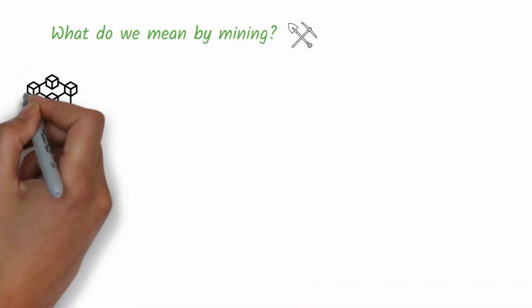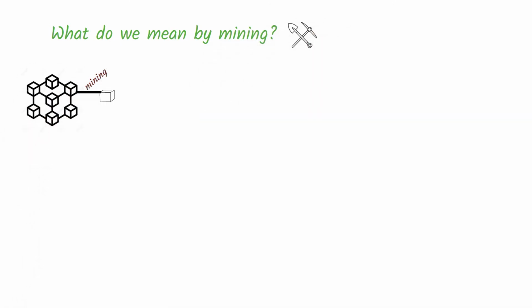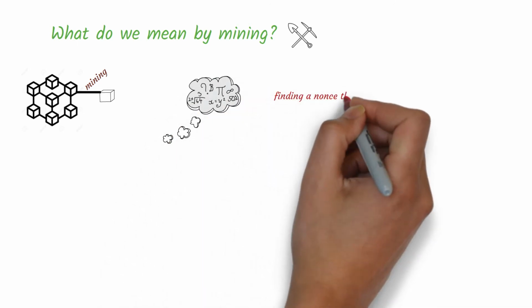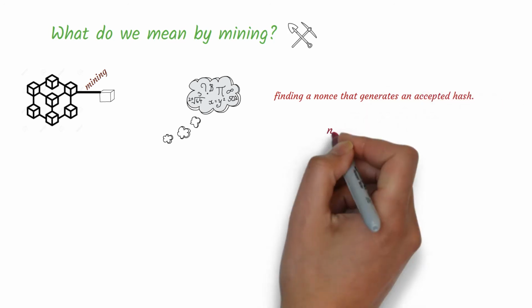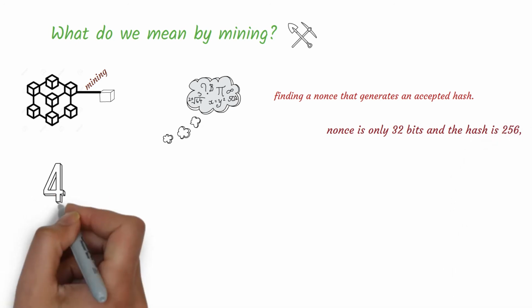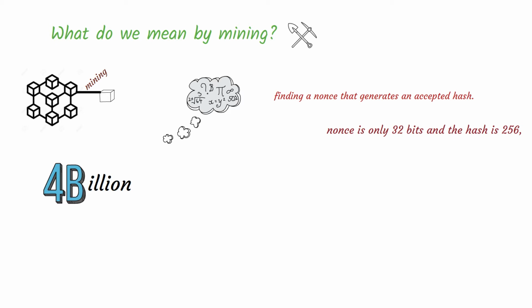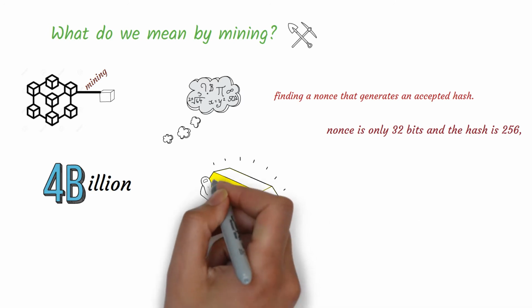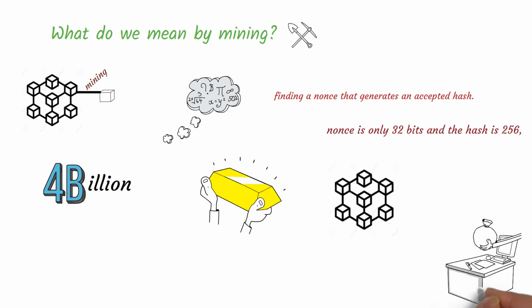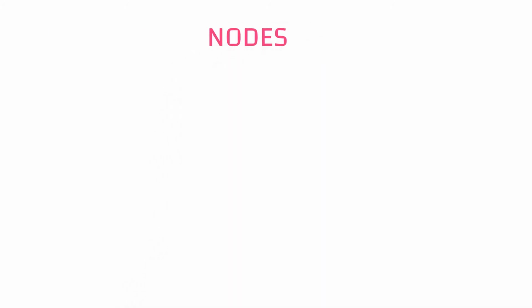What does mining mean? Miners create new blocks on the chain via a technical process called mining. Miners use specialized software to solve the incredibly complex math problem of finding a nonce that generates an accepted hash. Because the nonce is only 32 bits and the hash is 256, there are roughly 4 billion possible nonce-hash combinations that must be mined before the right one is found. When that happens, miners are said to have found the golden nonce, and their block is added to the chain. When a block is successfully mined, all nodes on the network accept the update, and the miner is rewarded financially.